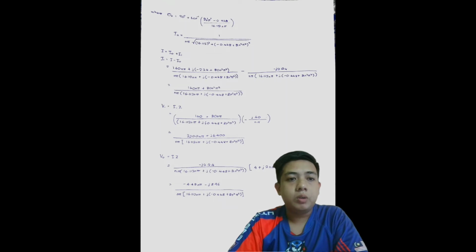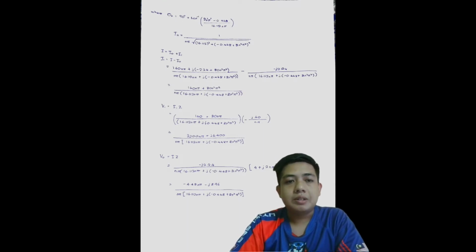To find the V naught, we are using the formula Vs minus V naught over 4 equal to V naught over capacitor value plus V naught over inductor value. And the final answer that we get from this formula is V naught equal to 160 plus j 80 n pi over n pi bracket 8 plus j 2.4 n pi minus 0.2 n square pi square.